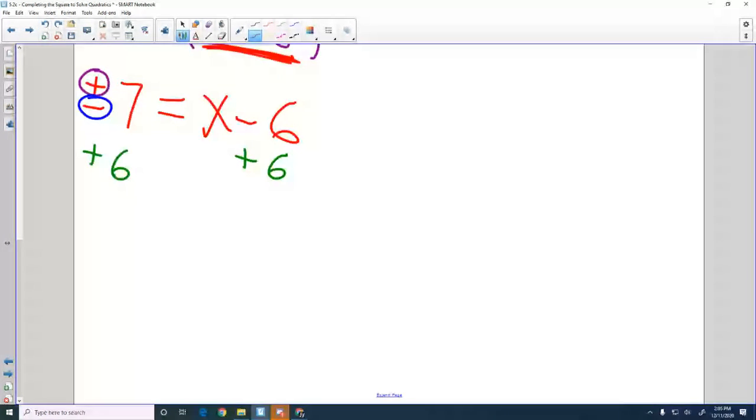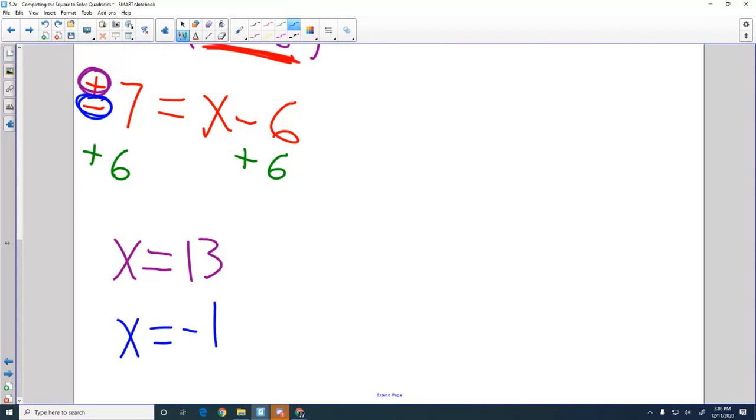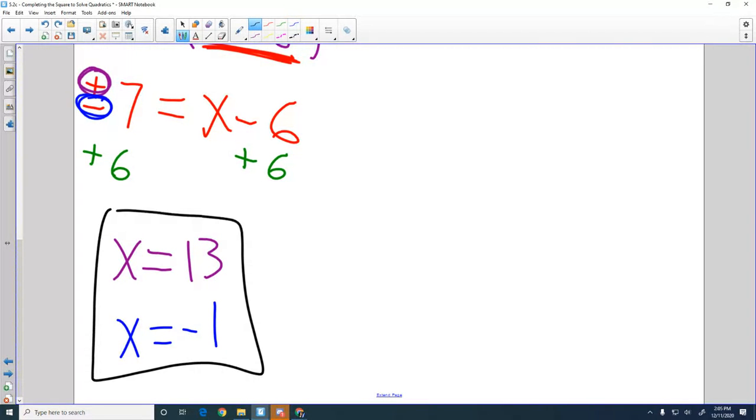So if I added 6 to a positive 7, well, 6 plus 7 is 13. So you could say x equals 13. If I added 6 to a negative 7, what do we get? Negative 1. So that's the only kind of weird piece to solving these quadratic equations this way. If you take the square root, you've got a positive and a negative number. We do still get 2 answers, just like if we factored it, or if we use the quadratic formula, we'd get 2 answers. Same thing here, but you just have to think one extra little bit whenever you square root.